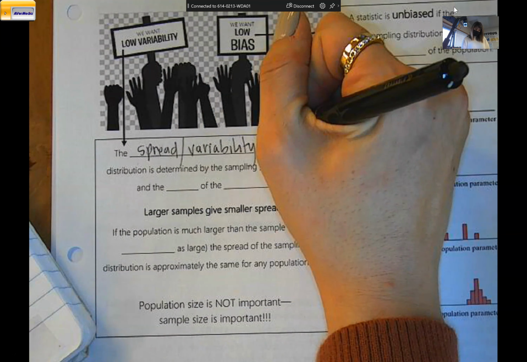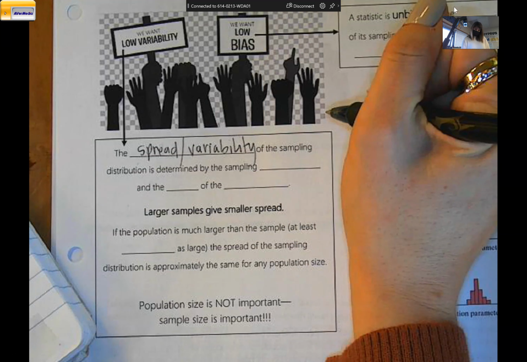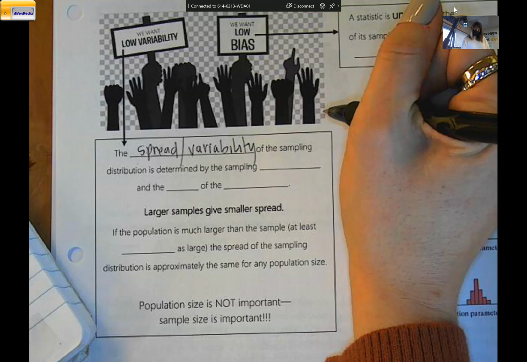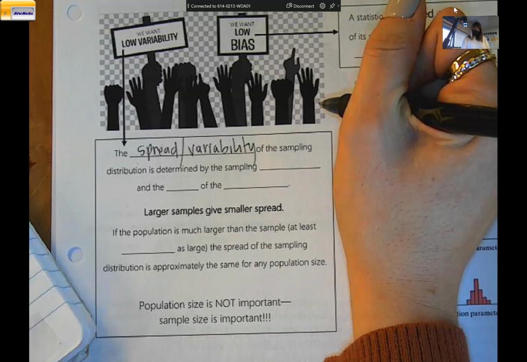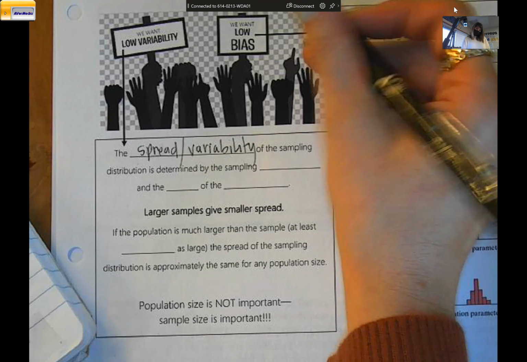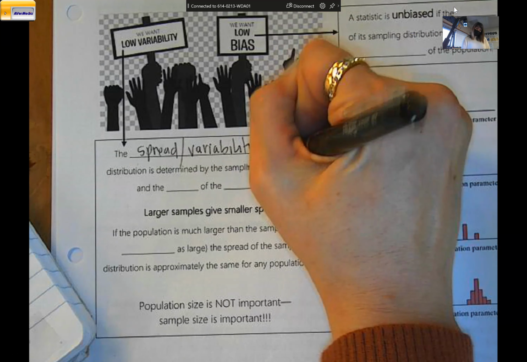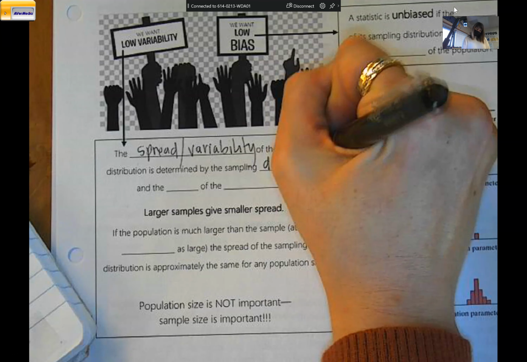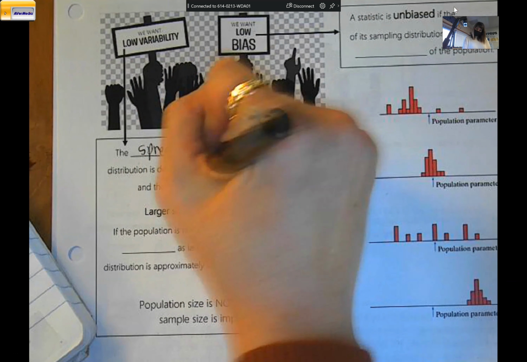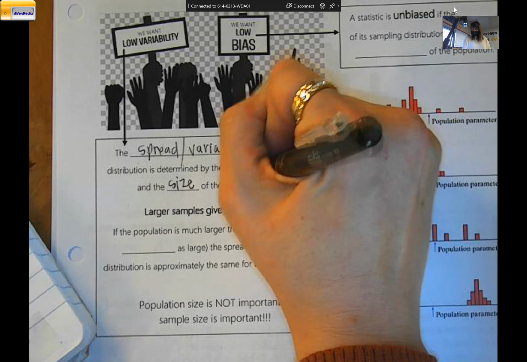Is that true? No. The blank of the sampling distribution is determined by the sampling design and the size of the sample.